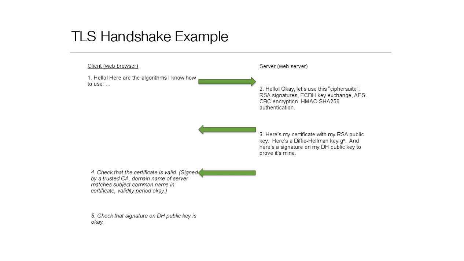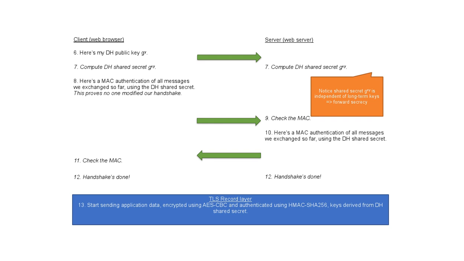That is a continuation of my previous slide. Once the handshake is done at the 12th point, then the record layer starts. Then both the client and server exchange data between them. It is encrypted by the symmetric key they computed based on this Diffie-Hellman algorithm.